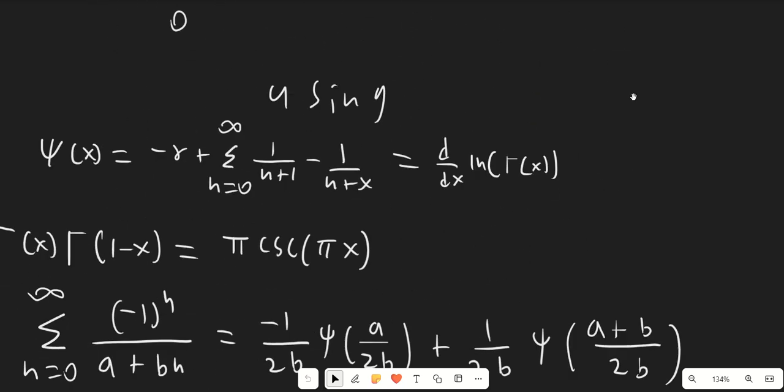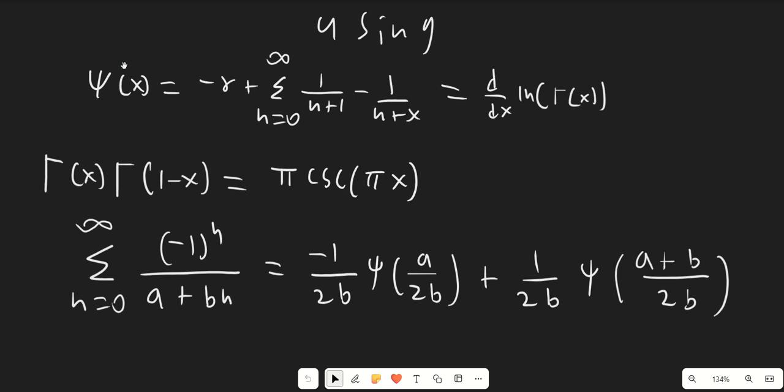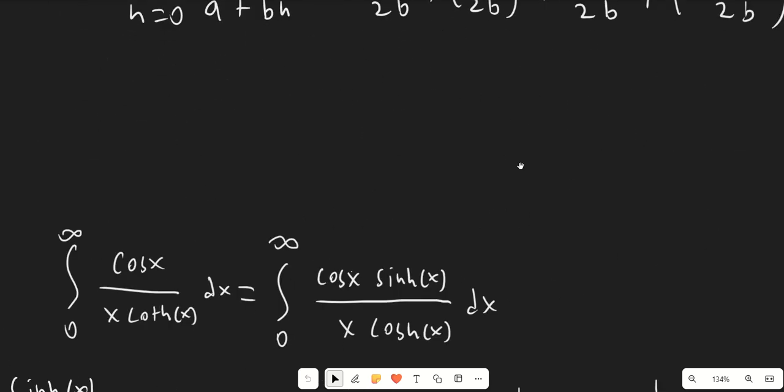So we're going to be using a few functions here. We're going to be using the digamma function. We're going to be using the Euler reflection formula for the gamma function pictured right here, and this lemma from a previous video of this summation right here. I'll go ahead and link the video in which I actually proved this lemma right here. So if you guys want to go check that out and verify it, please be my guest. So let's go ahead and jump right into the problem.